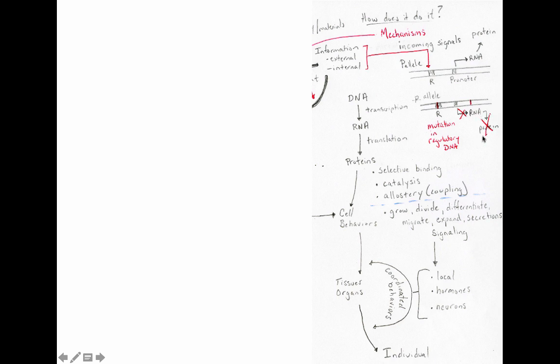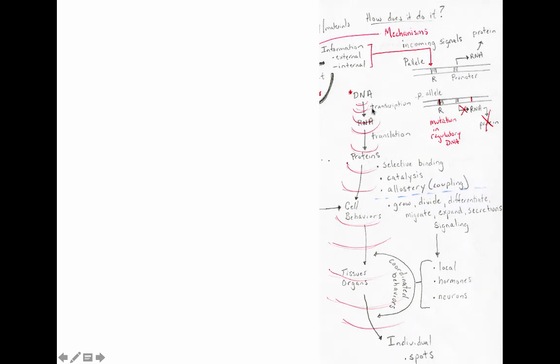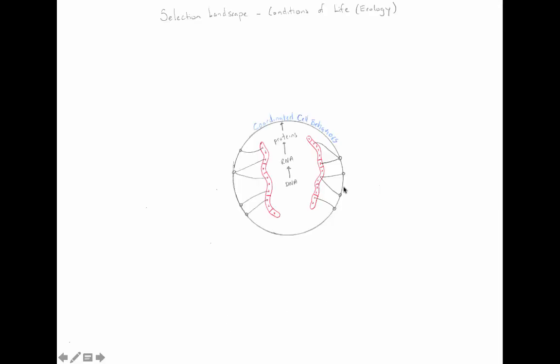And if that protein is not present, and it's homozygote recessive, so there's no functional protein, then again that could lead to spots, pigment. And so the mutation happens down at this DNA level, and then it ripples up in a sense to altering the traits or phenotype of the individual. And then that's where selection comes in. Okay, so selection landscape refers to the conditions of life. So it's all the things in the abiotic and biotic environment that impose on an individual.